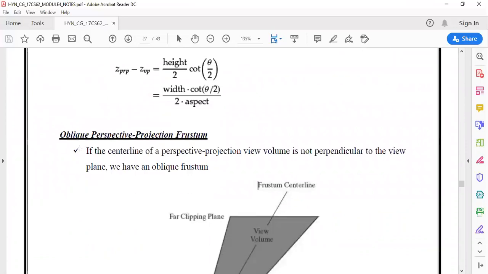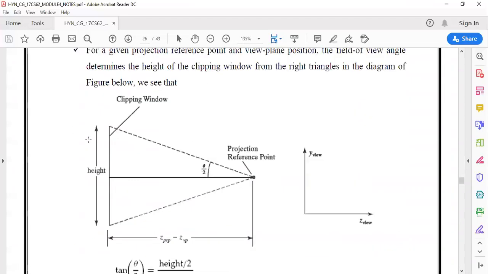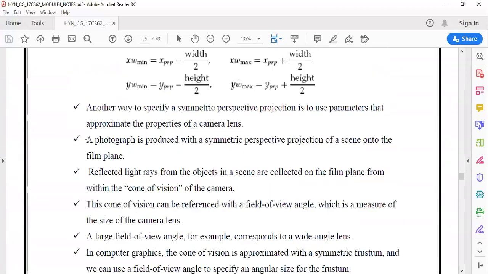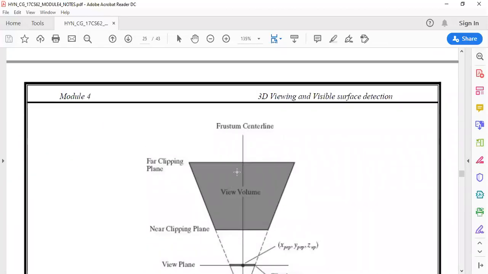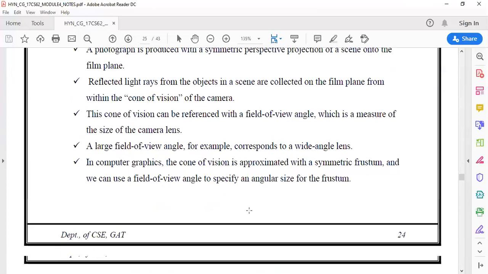Right, so the next topic is oblique perspective projection frustum. We have seen symmetric perspective projection. What is symmetric perspective projection? If I draw a line from the center of projection to the view volume, and that particular line is perpendicular to the view plane, then whatever frustum I get is a symmetric perspective projection.